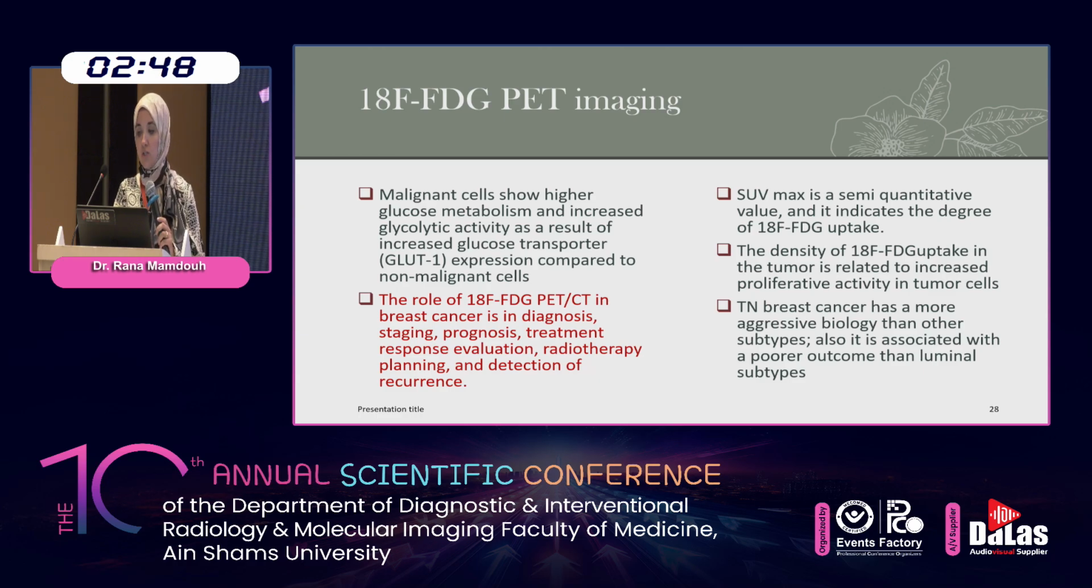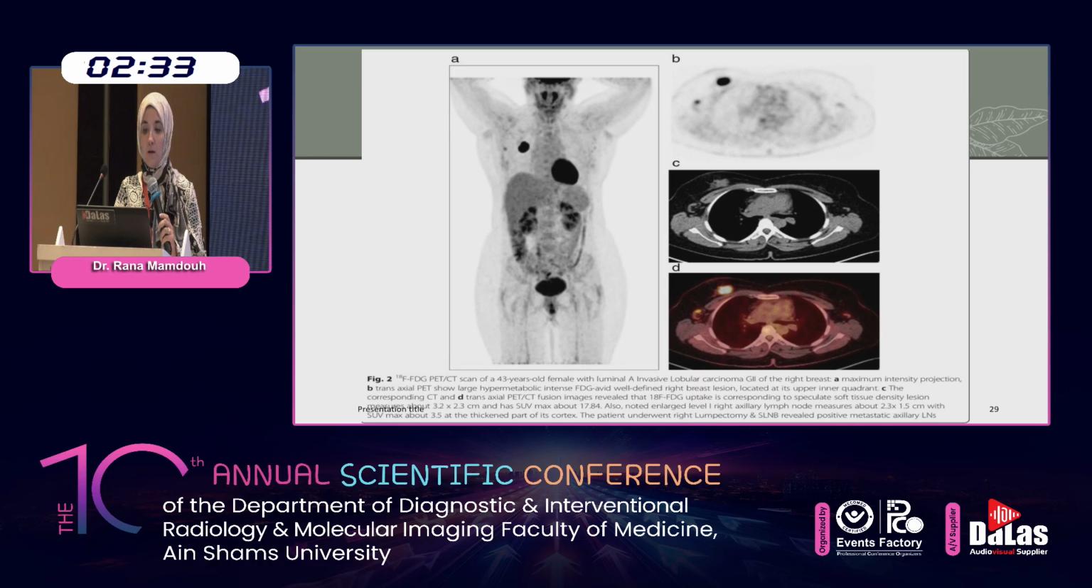The density of FDG uptake in the tumor is related to increased proliferation activity in tumor cells. So triple negative breast cancer is biologically more aggressive than other subtypes, and it is associated with a poorer outcome than luminal subtypes. Examples of FDG PET-CT scan: a 43-year-old female patient with luminal type A.